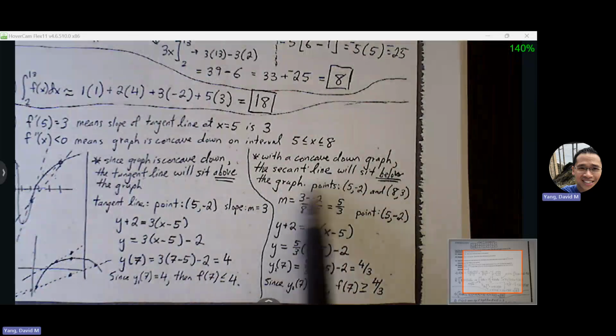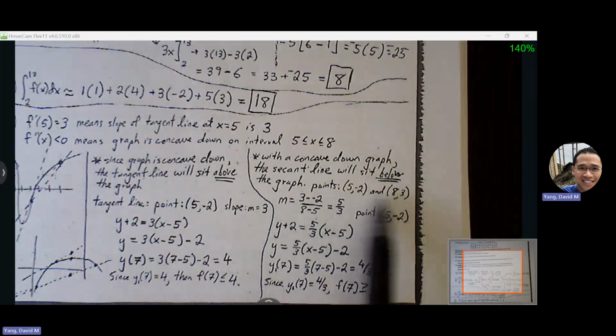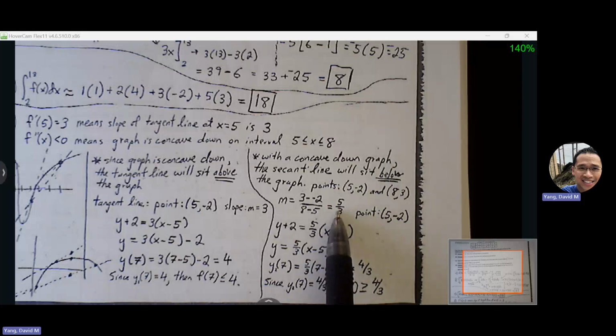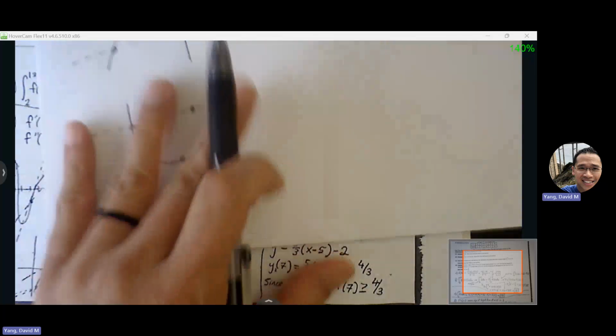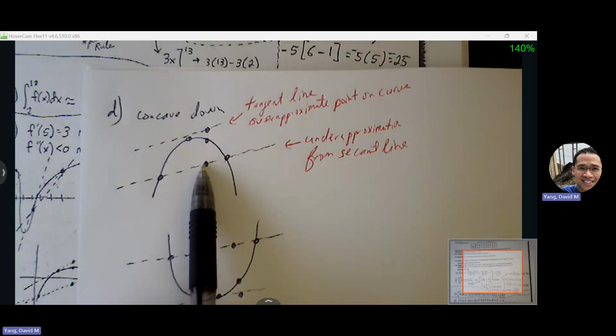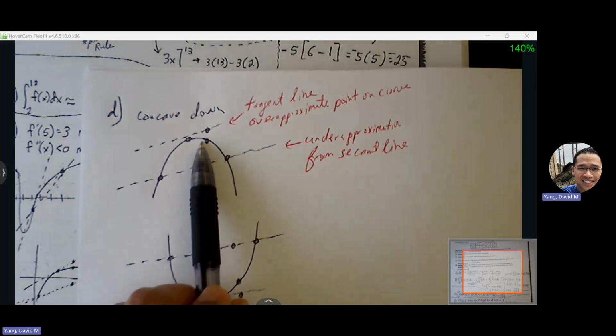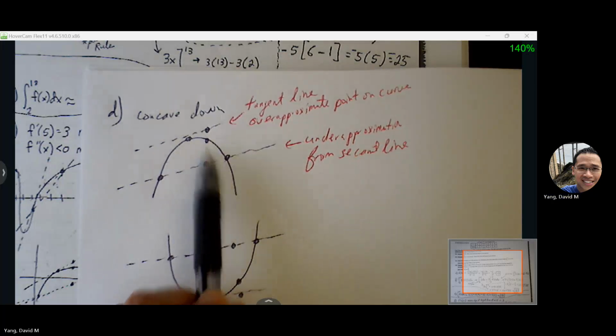Now, the secant line will sit below the curve. So they gave us 2 points. We find the slope between those 2 points. We use point slope form, build our secant line. We plug in 7. We get a number that's 4/3. And we know that 4/3 is going to be less than the actual value on the curve.